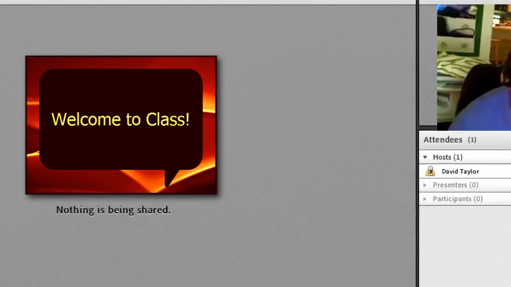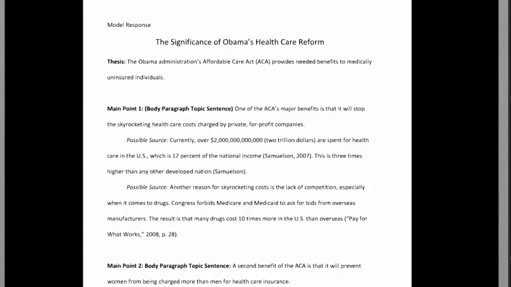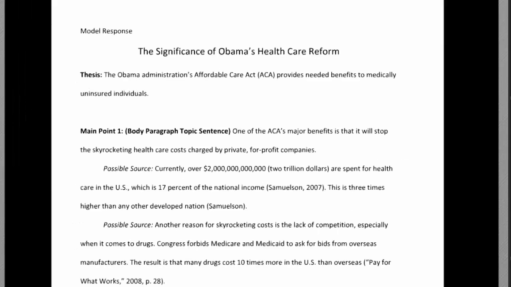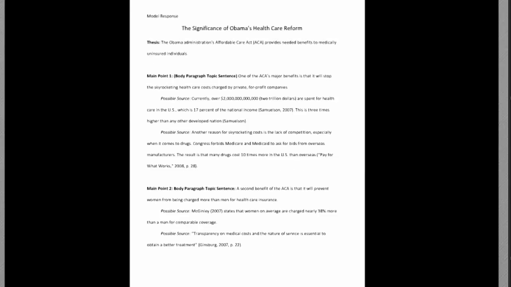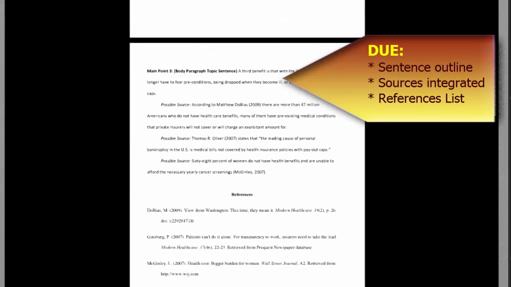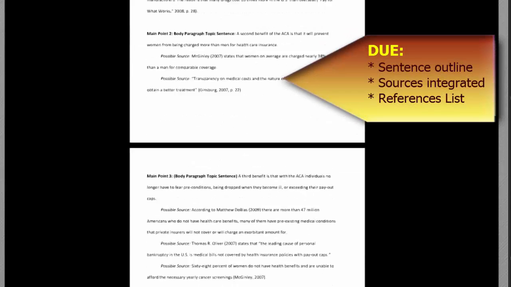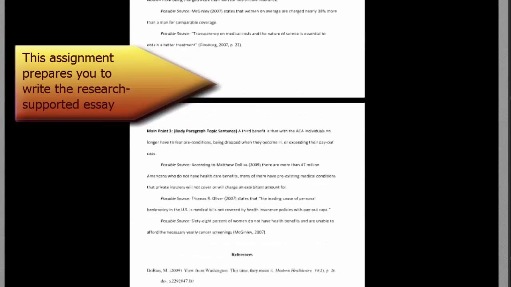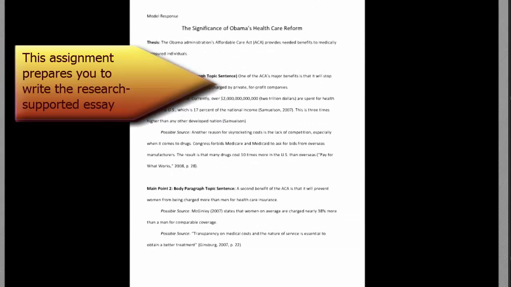Let's go ahead and look at a copy of the deliverable that you have. This is the model, or a model, of the assignment. Let's first shrink it down so that you can see the totality of what you need to do. It's really not more than 2 pages, and basically all it is, is a sentence outline. That's your thesis and main points together with a reference list. And remember, you're doing this assignment to get ready to write your essay, an essay that uses sources.